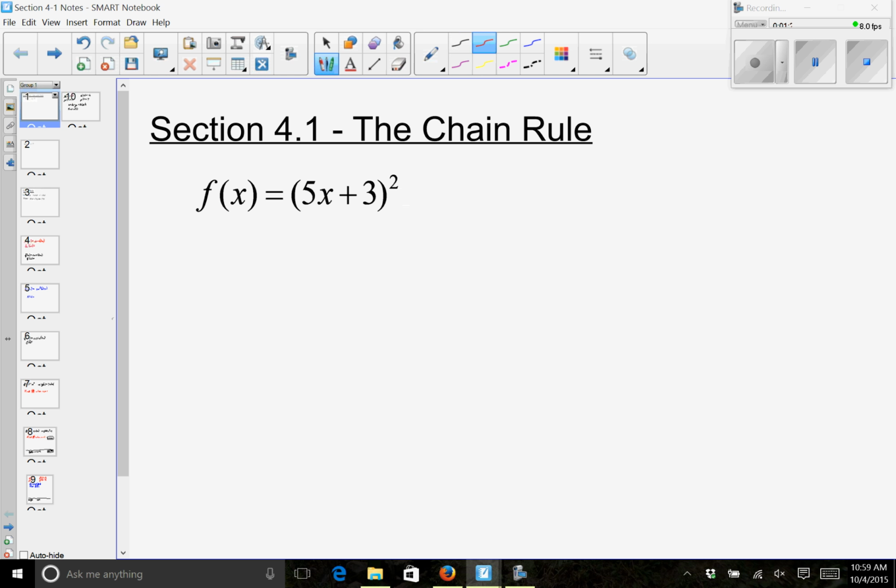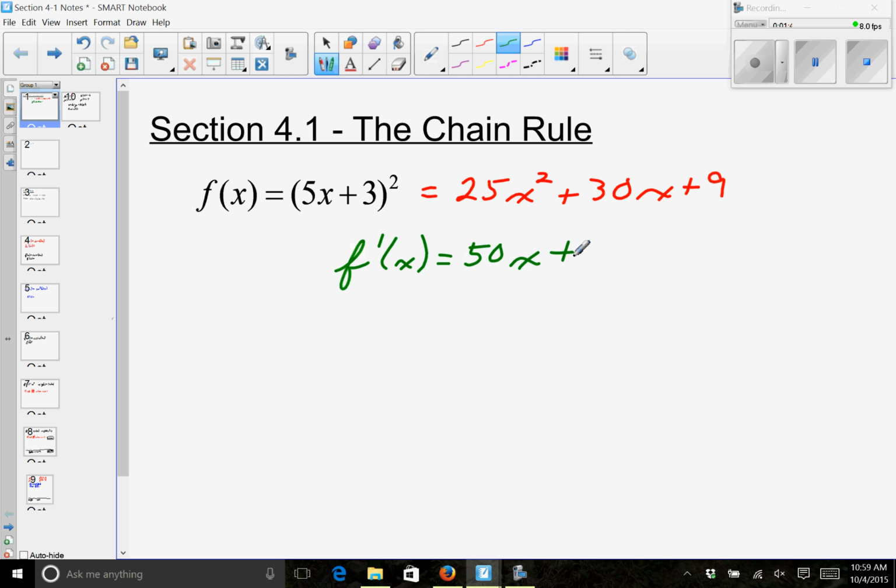And up until this section, really our only recourse if we wanted to get the derivative of this would be to FOIL out this binomial, which would be 25x squared plus 30x plus 9, and then take the derivative of that, which would be 50x plus 30.